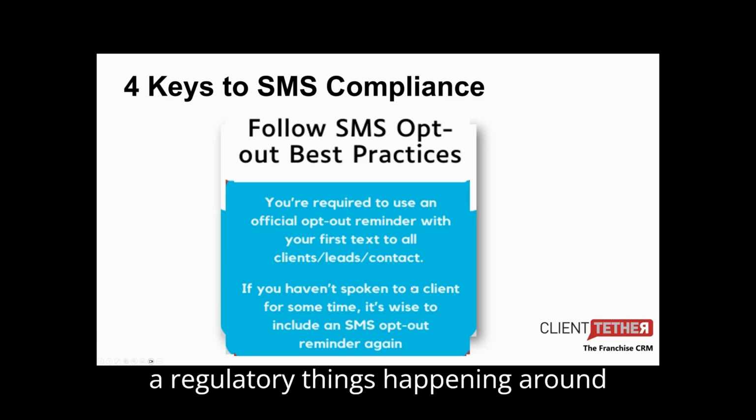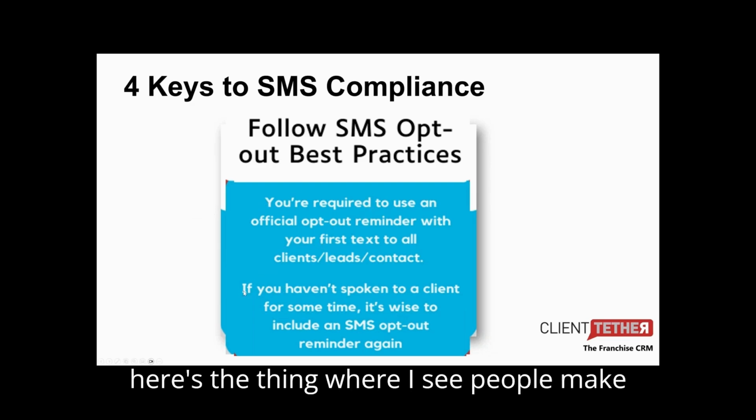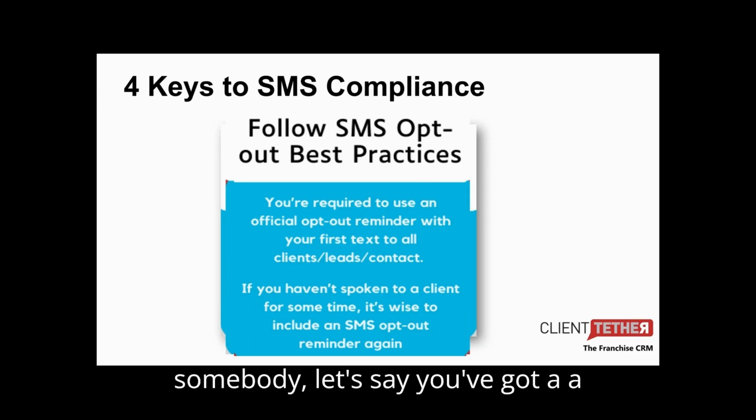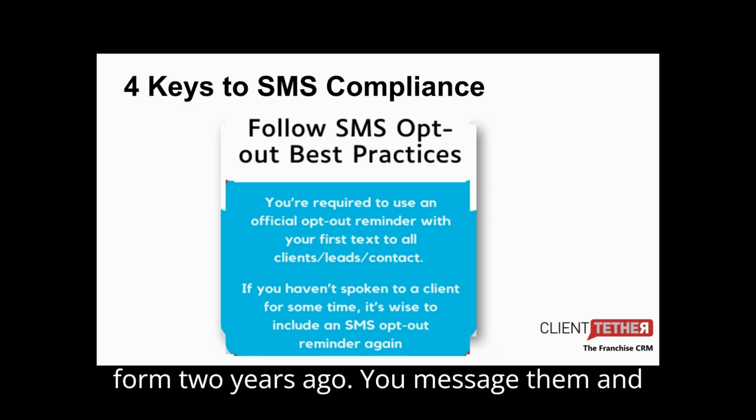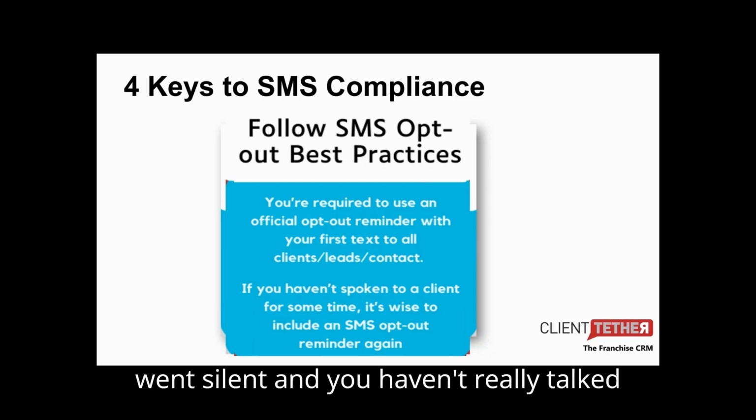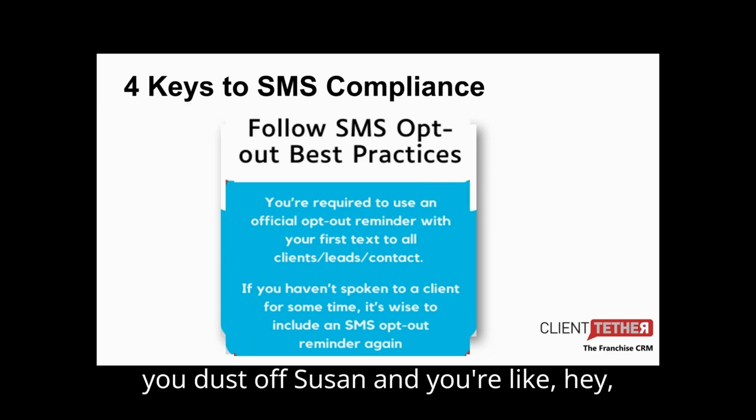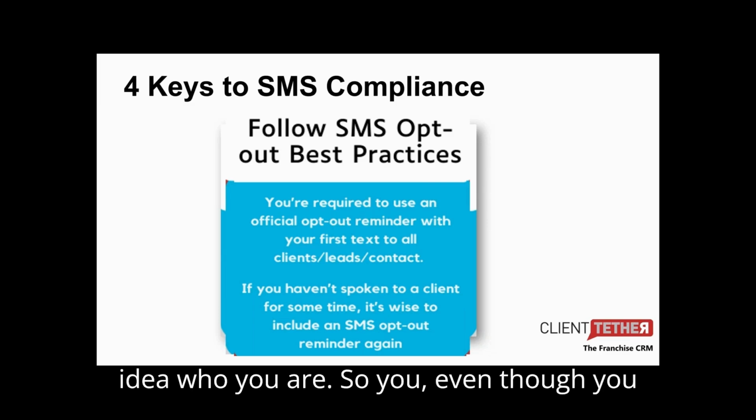There's also regulatory things happening around that. We'll talk about that later. Also, here's the thing where I see people make some mistakes. If you haven't talked to somebody, let's say you've got a franchise candidate who filled out a form 2 years ago. You messaged them and engaged with them for about 30 days. They went silent, and you haven't really talked to them for a while. They're in your dead lead list. 2 years later, you dust off Susan. You start texting Susan again. She has no idea who you are.